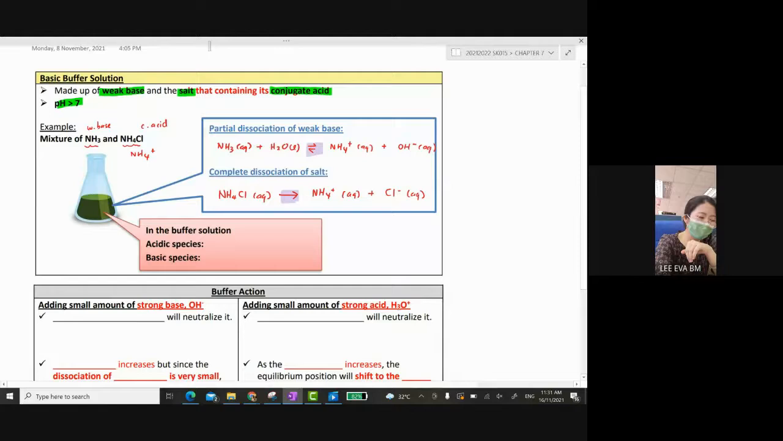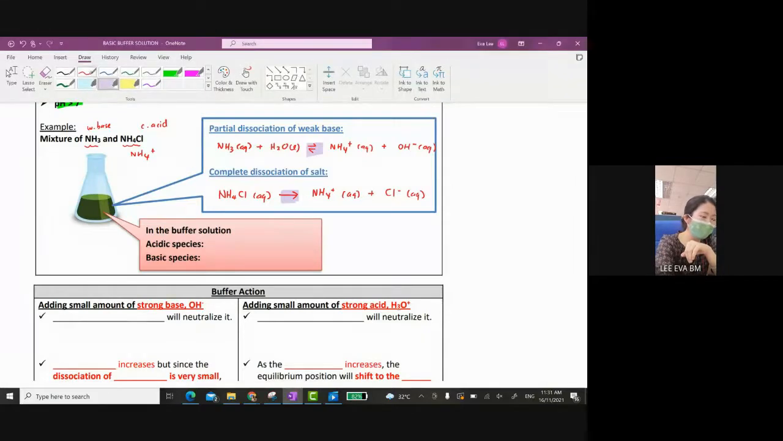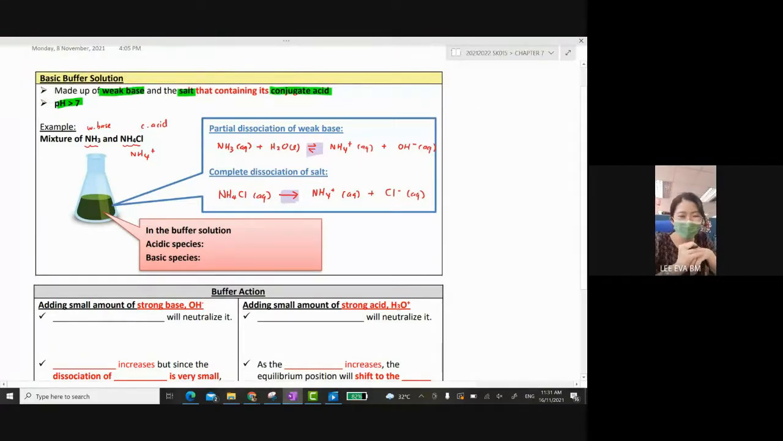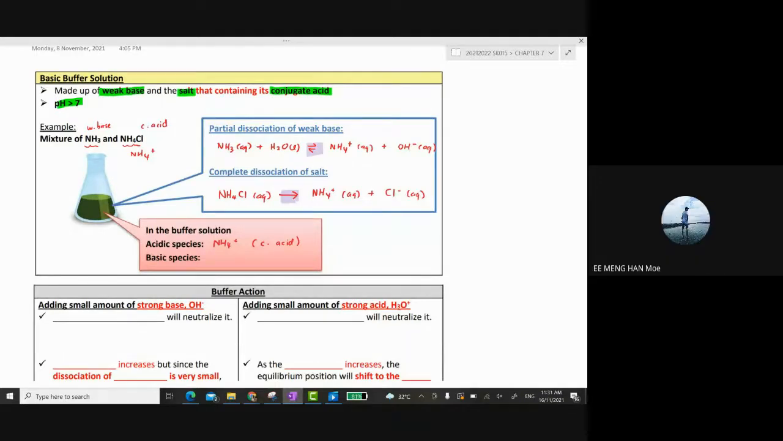So tell me, in this buffer solution, which one is your acidic species? NH4 plus. Very good. NH4 plus. So NH4 plus, even though it's just a conjugate acid, it is still an acid. Okay. And then how about your basic species? NH3. NH3, of course, contains the weak base. So dekat belakang boleh tulislah weak base.